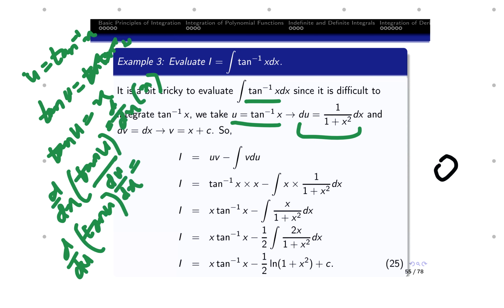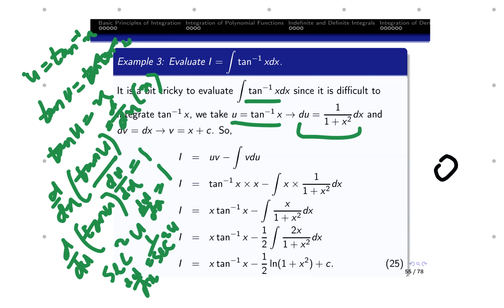So if you differentiate tan u, we already know that's sec squared u du dx, and that is equal to 1. So that du dx is equal to 1 over sec squared u. And what is sec squared u?